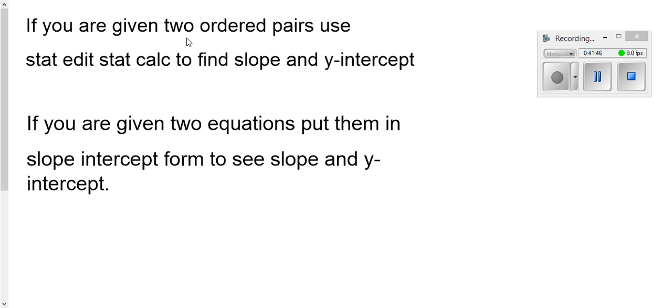And last, ways you look at these. If you are given two ordered pairs, most of the time we can use stat edit, stat calc to find the slope and the y-intercept. We can definitely do that with parallel lines. Perpendicular, sometimes we get those weird ones that are tough to translate, so we might just have to use a slope formula to look at the slopes. If you're given two equations, what do you want to see, the slope and the y-intercepts? Well, slope-intercept form. So any equations you get, put them in slope-intercept form if they're not already, and then it's real easy to see the slope and the y-intercept numbers.